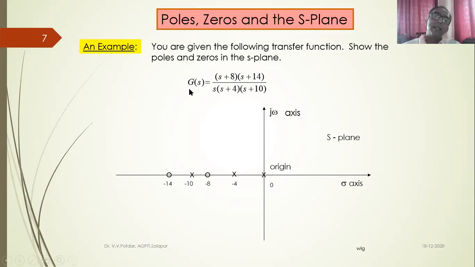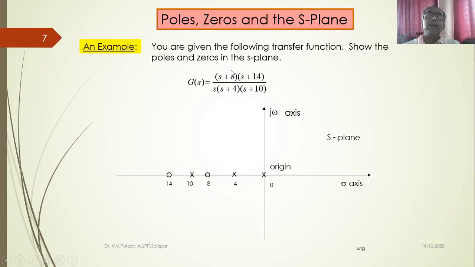Now let us see this transfer function. Please be attentive. G(S) is equal to (S plus 8) into (S plus 14) divided by S into (S plus 4) into (S plus 10). Now, can anyone tell me, how many zeros are there for this transfer function? Two simple zeros. For what values of S do I get zeros? If I put S equal to minus 8, this term is 0 and the entire ratio is 0. So at S equal to minus 8, I have a zero.